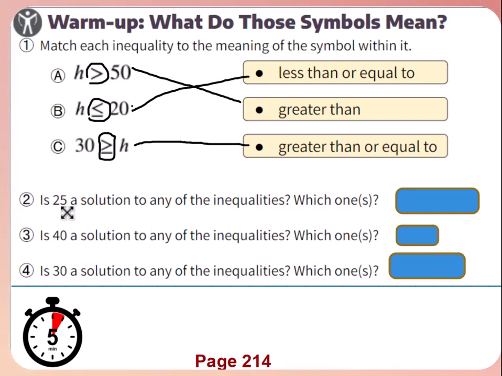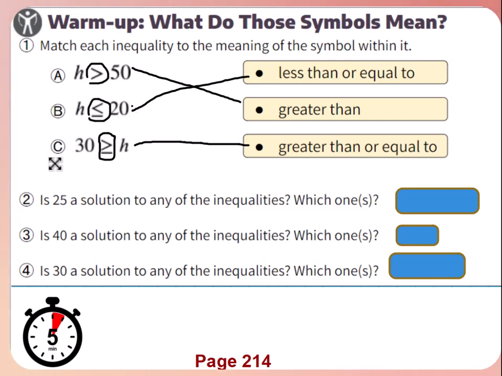All right, is 25 a solution to any of the inequalities? So let's check. Substitute in 25 for H. Is 25 greater than 50? The answer is no. 25 is not greater than 50. It's less than 50. Now let's substitute in 25 for B. Is 25 less than or equal to 20? It could be either less than, which is 25 is not less than 20, and 25 is not equal to 20, so that's not true.